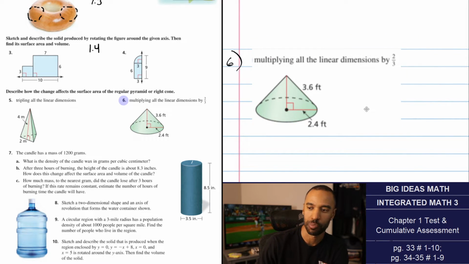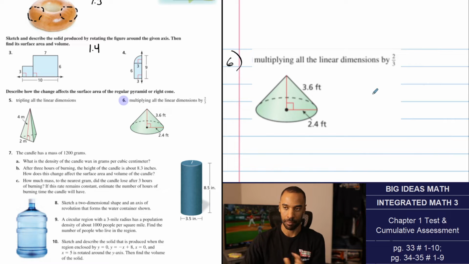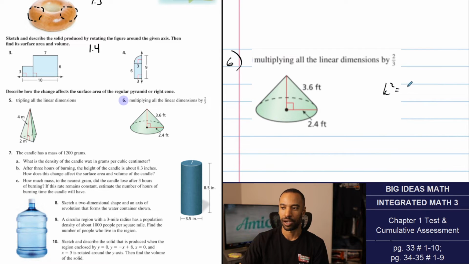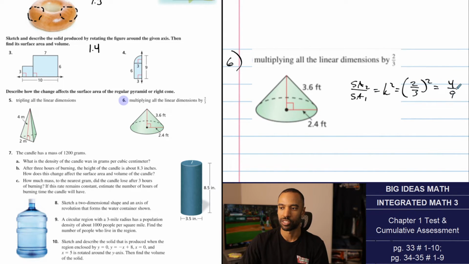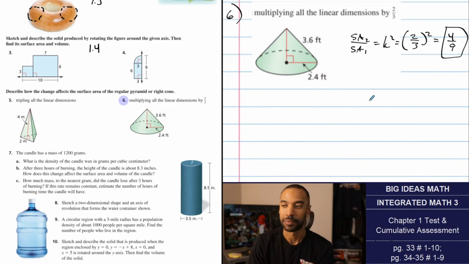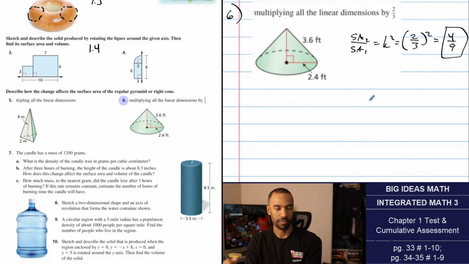Multiply all the dimensions by 2/3. So all of them doing surface area here again is going to leave us with, ultimately, a k squared there, right? Surface area of object 2 over object 1. We're going to be doing 2/3 squared, which is 4/9. This will be the final answer there. If you want to move on, go ahead. I'm going to do surface areas of this thing.